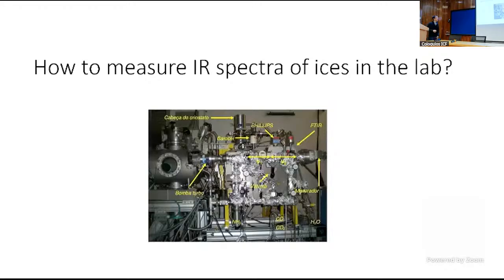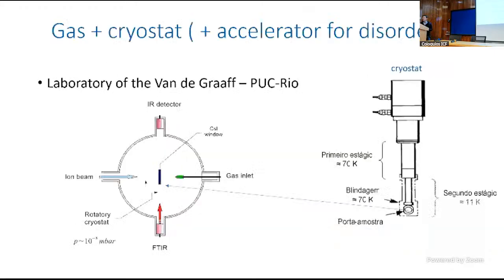Okay, so how do we measure this at the lab? This is at the Catholic University of Rio. Doesn't say much. Let's see a diagram here. We have the chamber in vacuum, the ion beam. Actually, why do we need the accelerators? You don't need it if you don't want to introduce the disorder, but that was the case here.